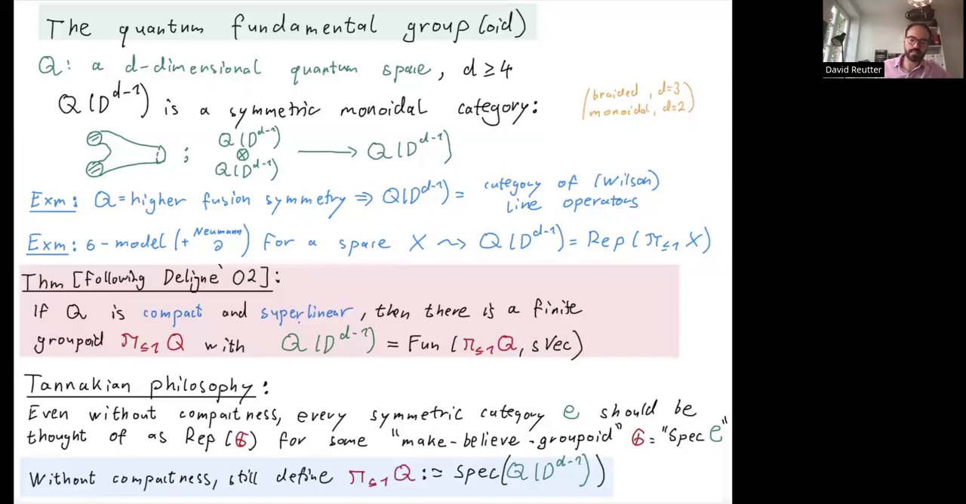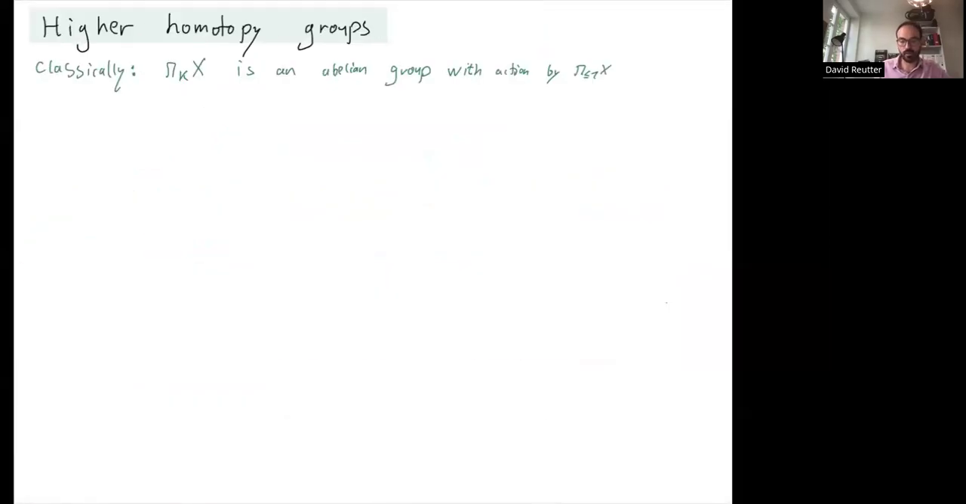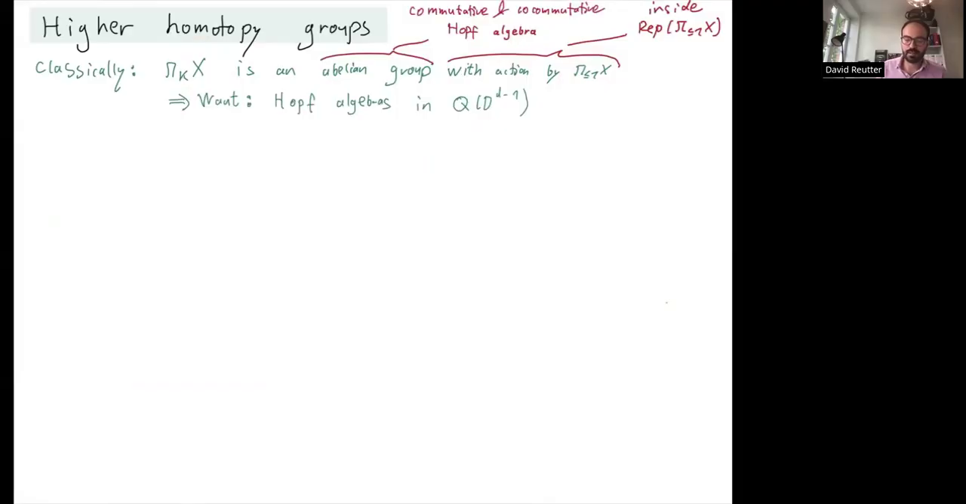But now the key is that we also identify the higher homotopy groups. And this works as follows. As I said earlier, classically, pi_k of X is an abelian group with an action by this fundamental groupoid. And when I say this, what I really mean is a functor or local system. So this is an object inside Rep pi, which is functors from pi_{≤1}X to abelian groups.